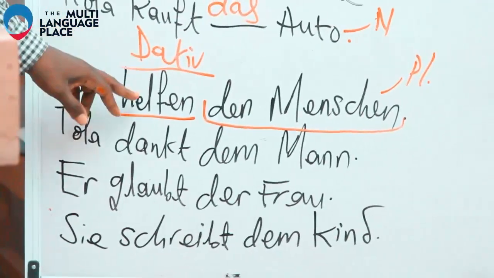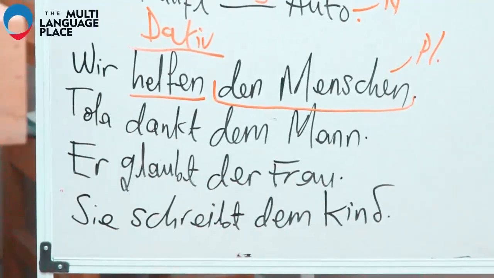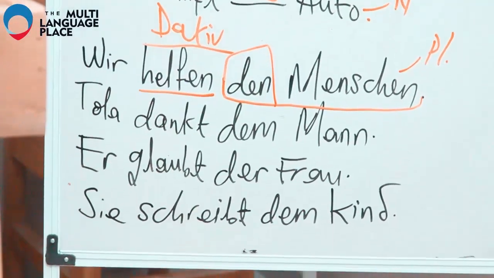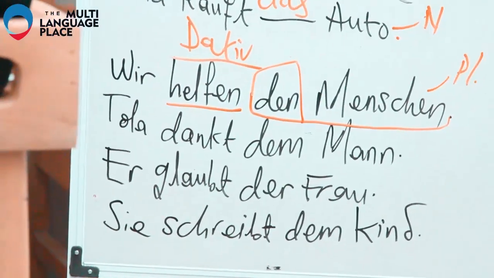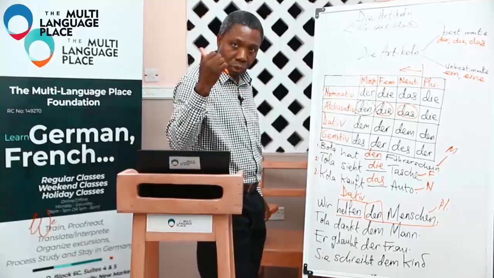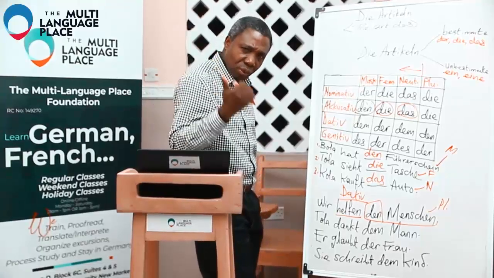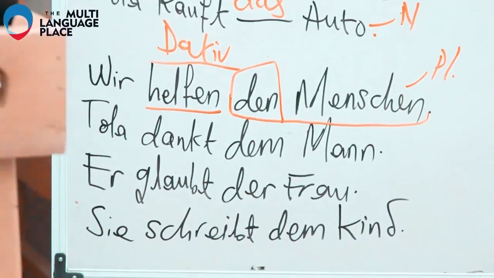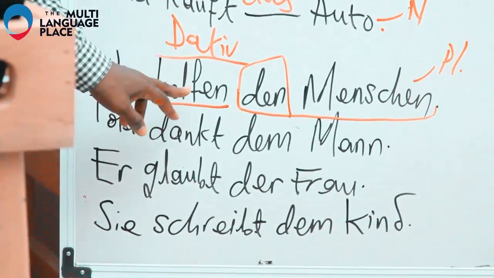So immediately you use it in a sentence, you think of dative. The article that is going to follow must be the dative article. Of course, you have to think of the noun here. Is the noun here feminine or masculine? Is the noun here singular or plural? Once you get that answer, you know the right thing to put here. So we have wir helfen den Menschen.